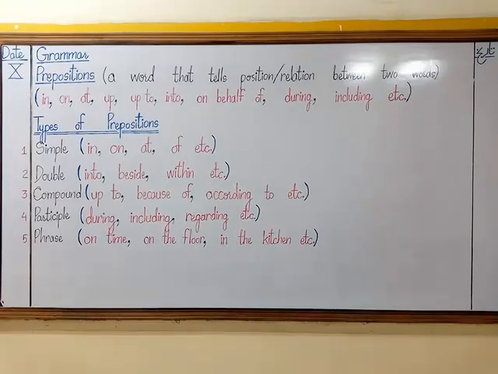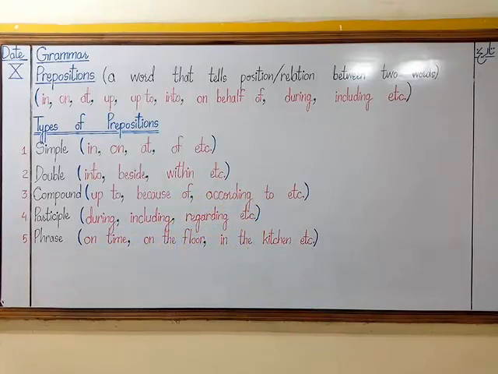Now we come to compound preposition. A compound preposition is a combination of two prepositions, but these two prepositions are written separately. When two prepositions are written together, that forms a double preposition. When two prepositions are written separately, they become a compound preposition. This is the difference between double and compound preposition: two prepositions written together and two prepositions written separately. In compound prepositions, you can see up to, because of, according to, etc.